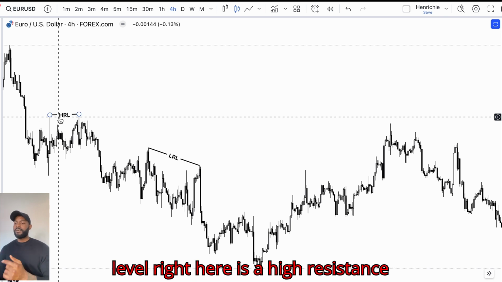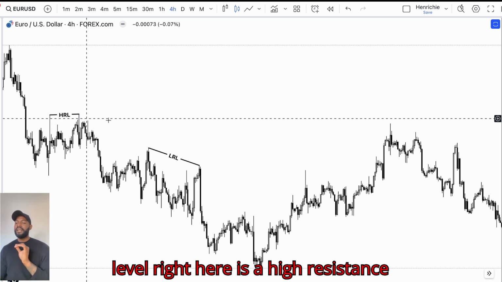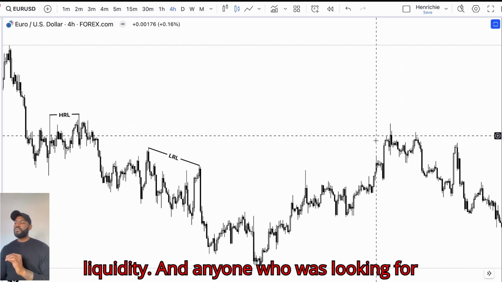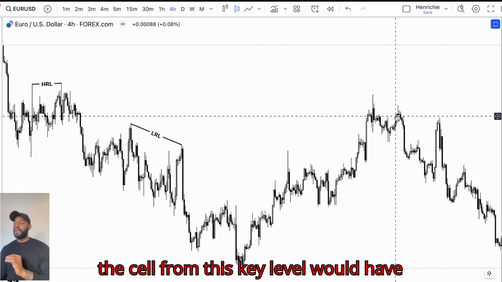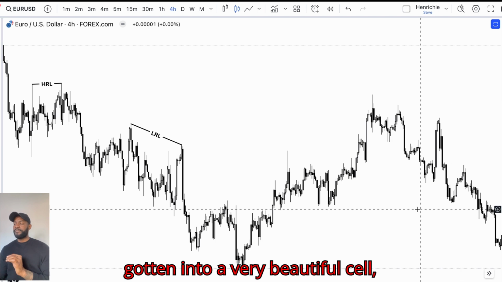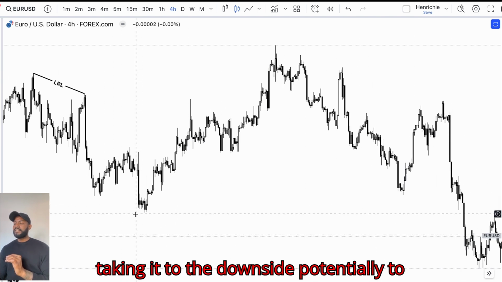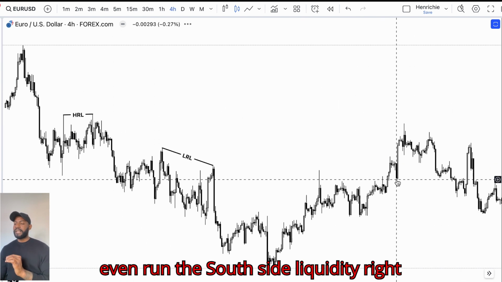Now, this key level right here is a high resistance liquidity, and anyone who was looking for a sell from this key level would have gotten into a very beautiful sell, taking it to the downside, potentially to even run the sell side liquidity right here.